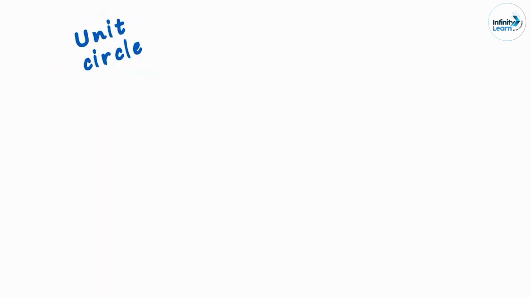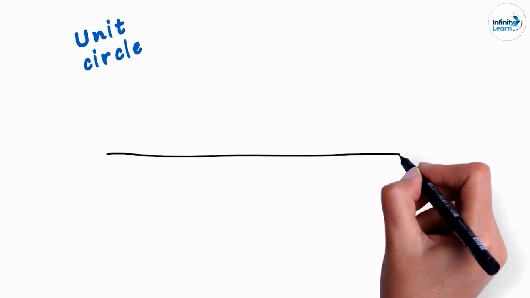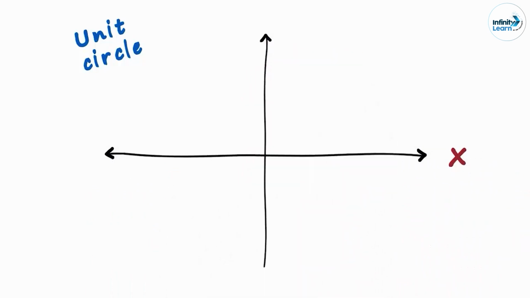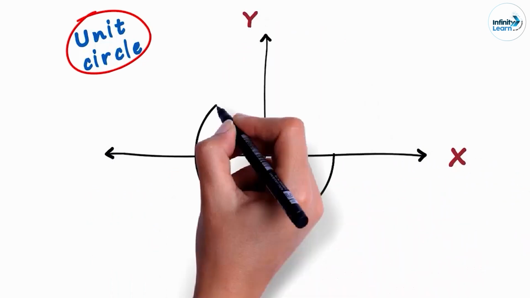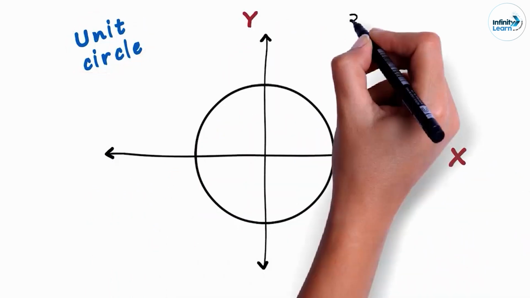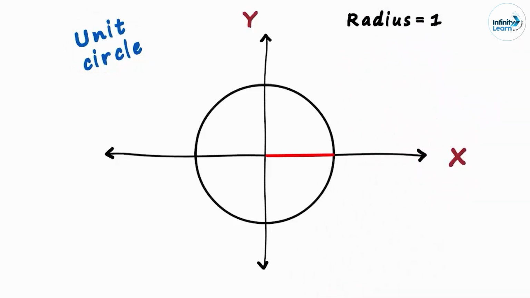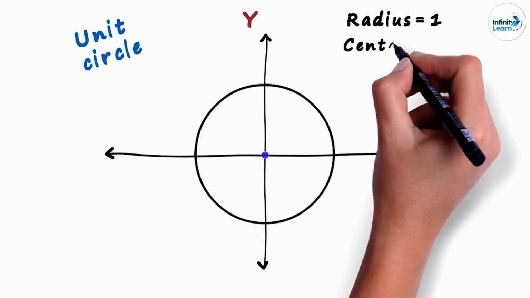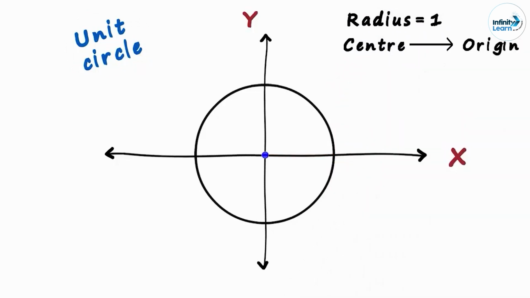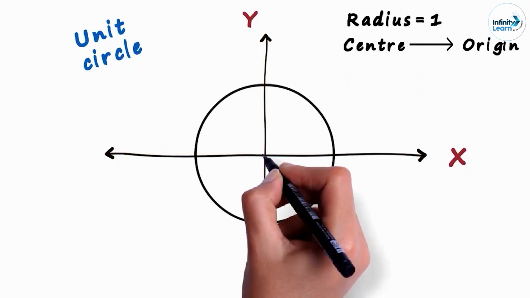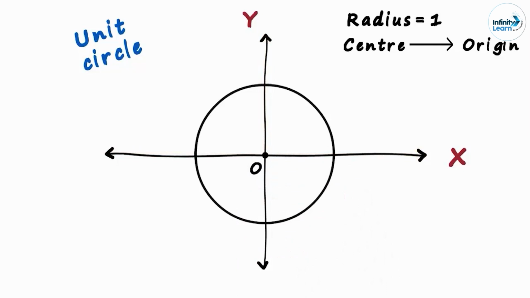To represent the Cartesian plane, let's draw the x and the y axis. The unit circle would look like this. It is a circle with radius equal to 1 unit, and it has its center at the origin, which is the point at which the x and y axis meet. Let this point O be the origin. And remember, this is also the center of the circle.